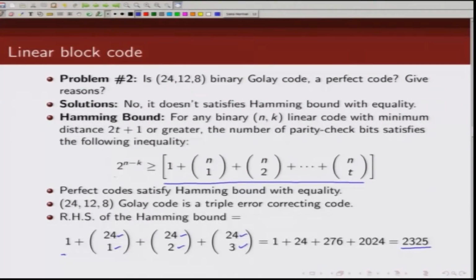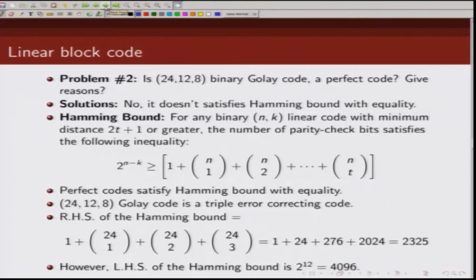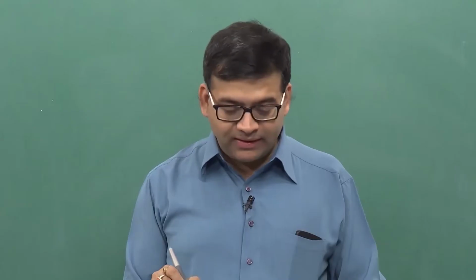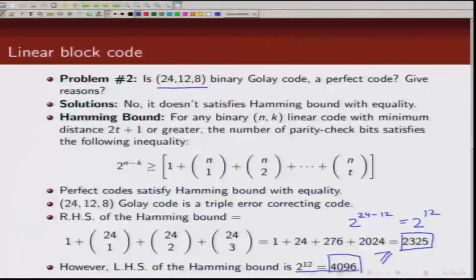Now, let us look at the left hand side. This is 2 raised to the power n minus k. So, n is 24, k is 12. So, this will be 2 raised to the power 12 and this is equal to 4096. Now, note the left hand side is greater than the right hand side. Left hand side is 4096, right hand side is 2325. So, this particular code does not satisfy the Hamming bound with equality and hence it is not a perfect code.